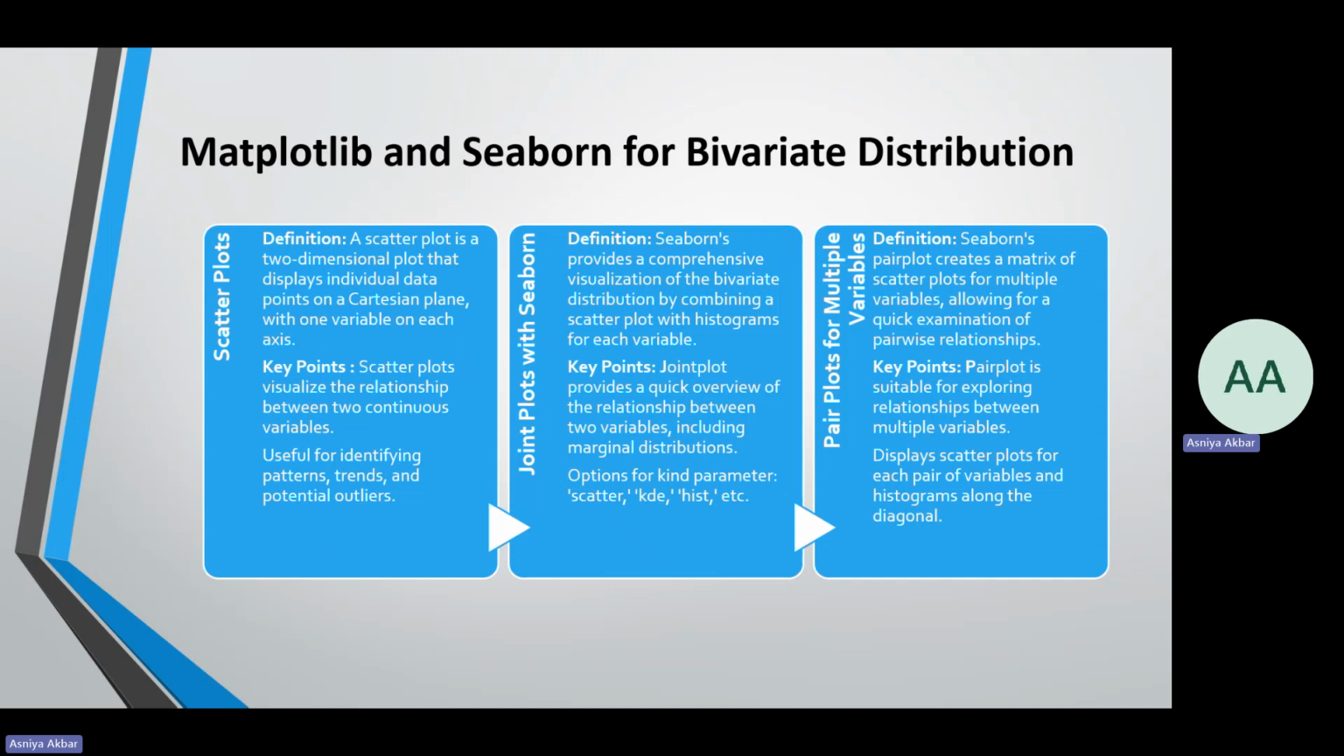And lastly, we have pair plots for multiple variables. So Seaborn pair plots create a matrix of scatter plots for multiple variables, allowing for a quick examination of pairwise relationships. The pair plot is basically suitable for exploring relationships between multiple variables.